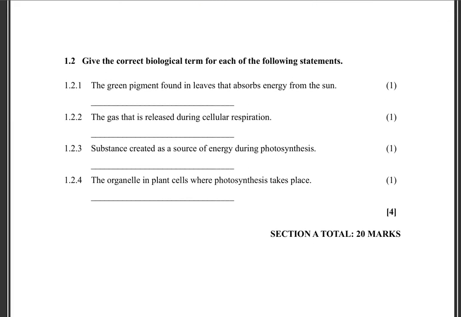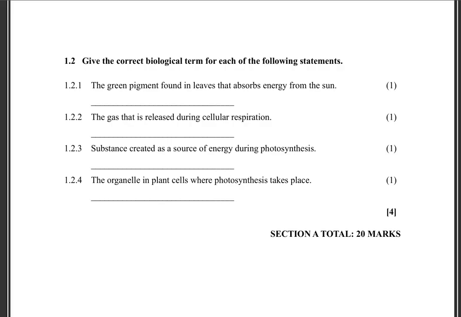Okay, then let's move to terminology. That's 1.2. So remember here, you just need to give the correct biological term. That's it. So we have 4 questions. Give the correct biological term for each of the following statements. I think this should be easy. If it's possible for you to pause the video and start answering, please also do that. Just pause the video and attempt to answer, then we can mark it together.